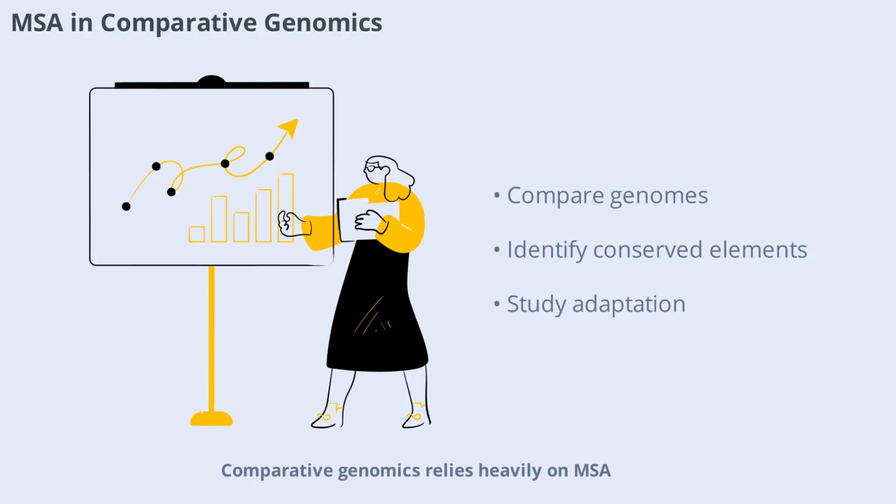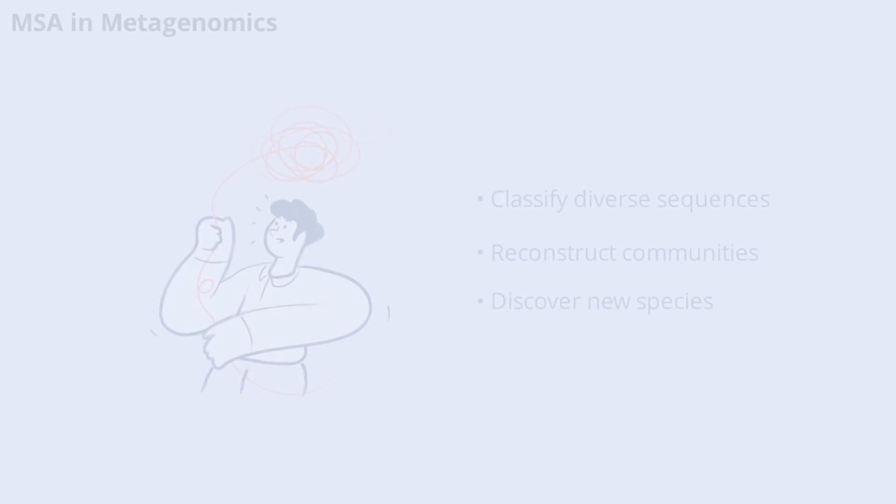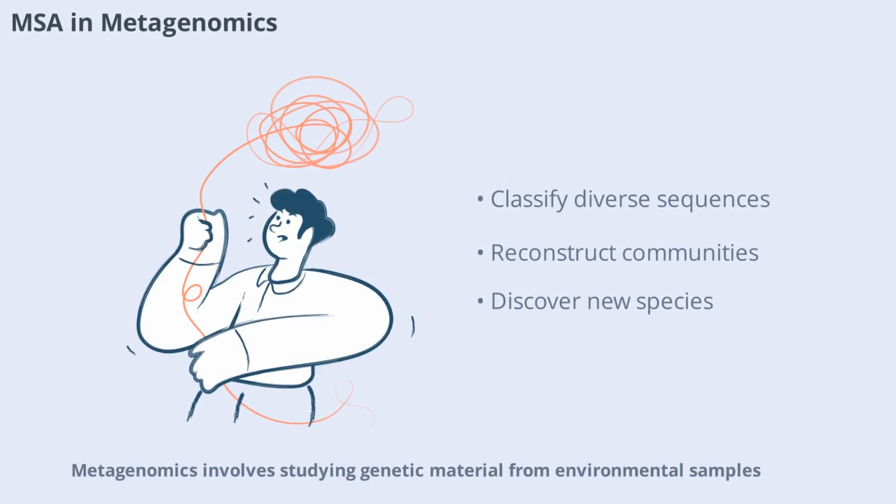Comparative genomics relies heavily on MSA to compare genomes from different species. By aligning genes or whole genomes, researchers can identify conserved elements, gene duplications, and evolutionary events. These comparisons shed light on the genetic basis of traits, adaptation, and speciation, making MSA a cornerstone of comparative genomics research.